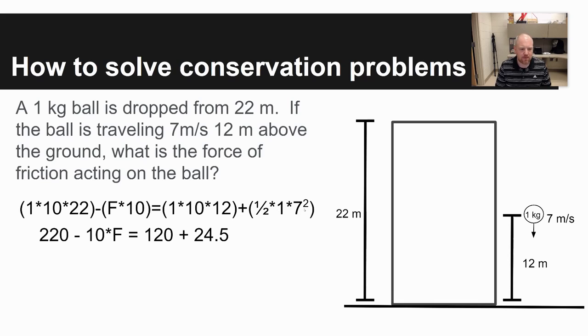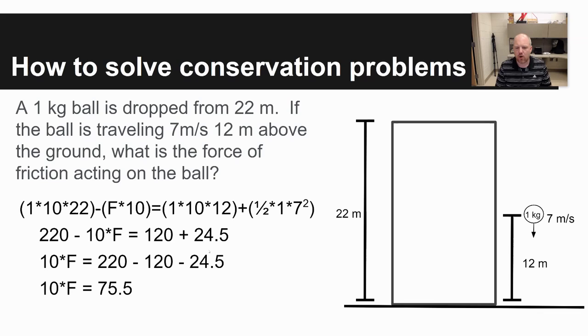When I start to work through this problem and just find the product of each of these different things in the parentheses, what I find is that 10F, rearranging this equation, adding, subtracting, multiplying, dividing, is equal to 75.5. I left out all units just so you can sort of see what I'm working with here. And so the force, the value that I come up with here, is 7.55 newtons. That is the force of friction that's acting on the ball.